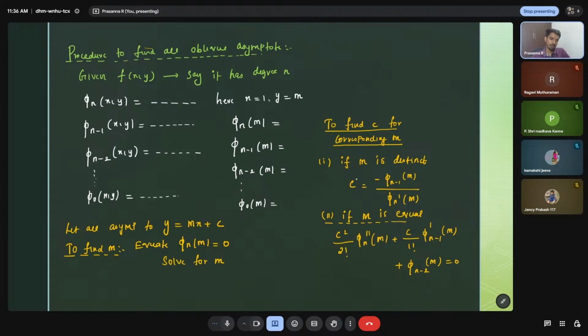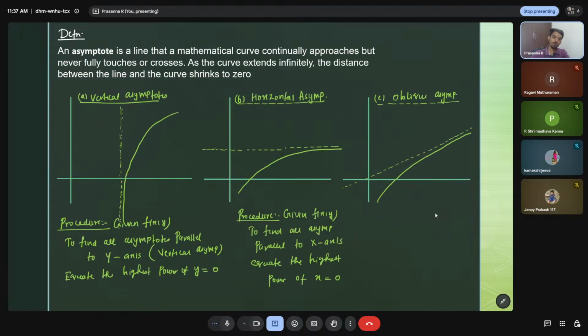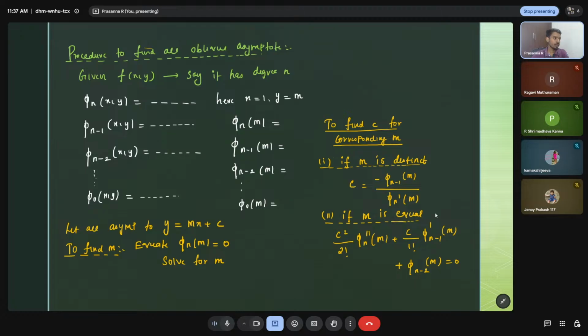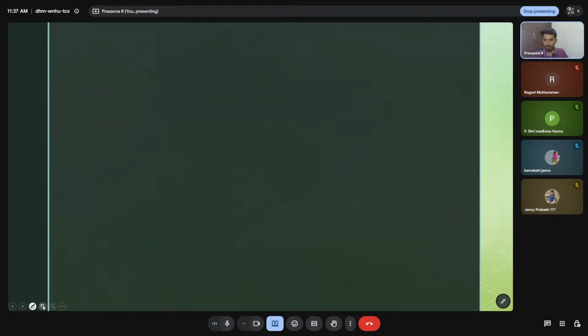So that's it. When we do problems, it is very easy. When we do problems, we will come to know. So we'll directly get into the problems. I have given you all the procedure to find vertical asymptotes, horizontal asymptotes, and then oblique asymptotes. Okay, so we will move on to problem number 1.